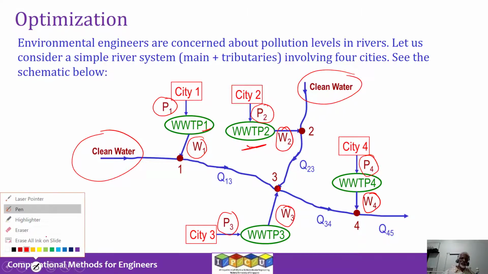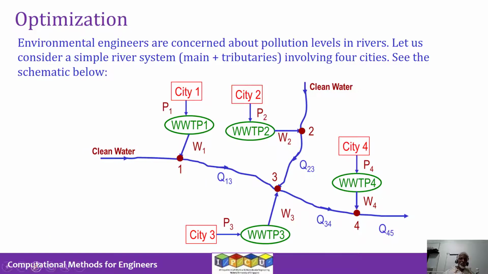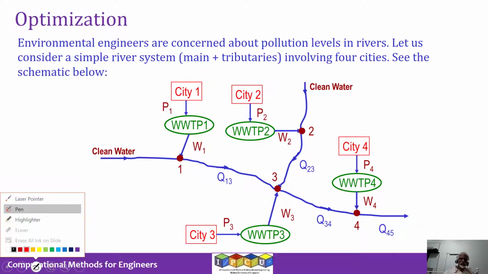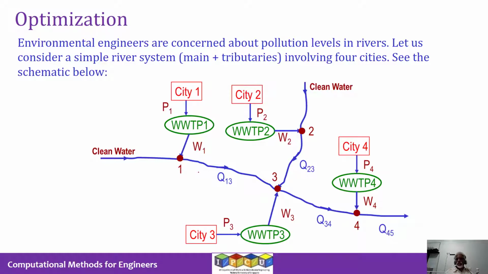The other aspect of it is that as the water flows from, let's say, junction 1 to junction 3, or from junction 2 to junction 3, or from junction 3 to junction 4, natural biological processes remove some of the pollutant. So as the stream flows, a certain amount of pollutant is removed from the water body. So nature plays its role as well. This is another phenomenon that's happening.